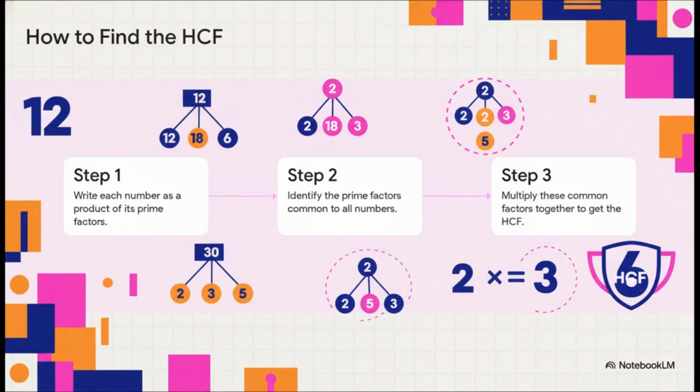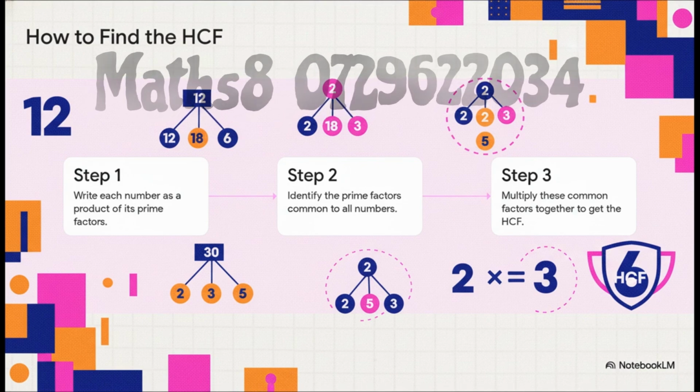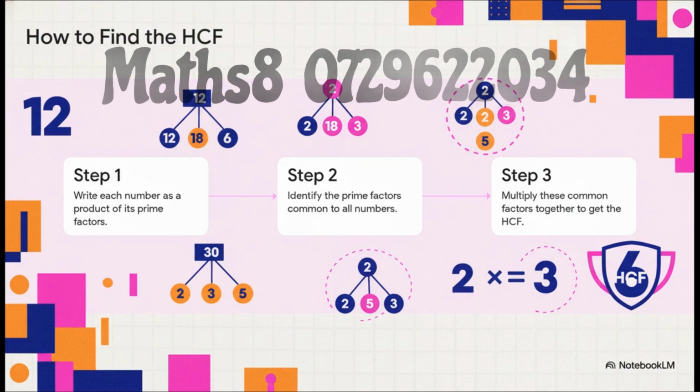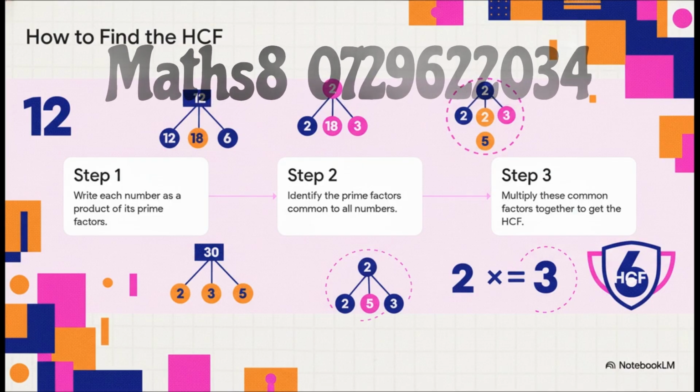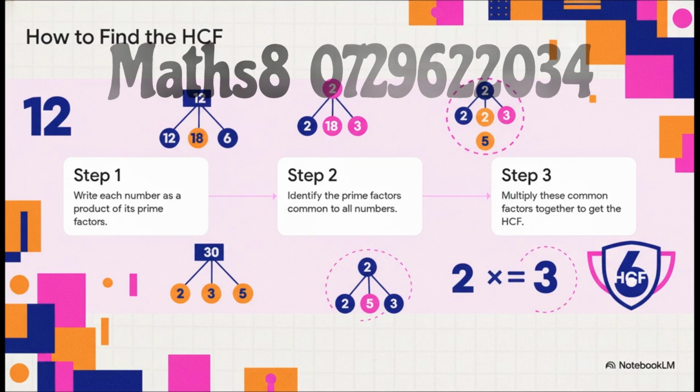So, how do we find this thing? It's actually a pretty simple 3-step recipe. First, you break down each number into its prime factors, its most basic ingredients. Second, you look at all of them and circle the prime factors that they all have in common. And last, you just multiply those shared parts together. And bam, that product is your HCF.